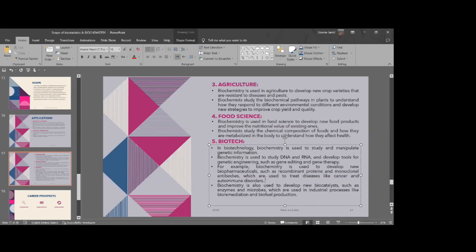Biocatalysts are enzymes and microbes, and we use these in bioreactors to make various types of drugs and other developments in the medicine or the pharmaceutical industry.